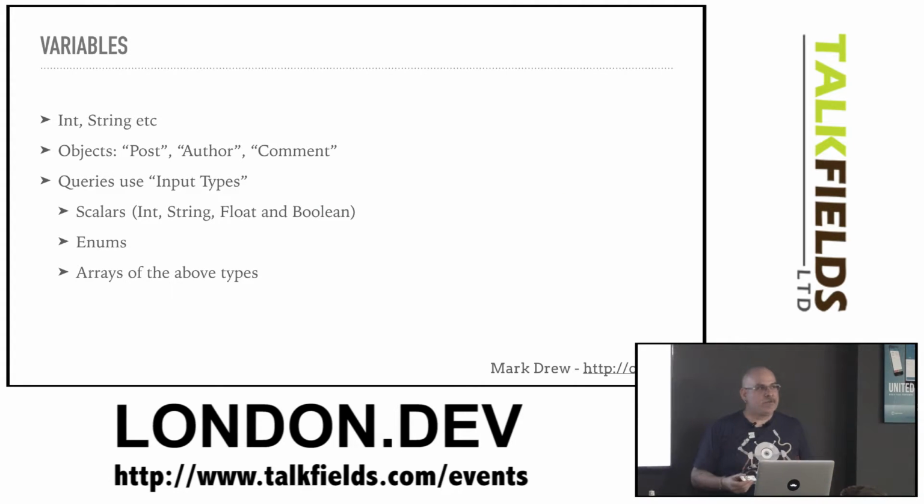So you can have variables going in, and I said a strong type. So you have this idea of ints, strings, booleans, etc., kind of simple numeric types. But you also can define objects, such as a post, such as an author, such as a comment. You can have input types into queries. So you can have scalars, arrays, etc., of different types, enums, objects, etc.